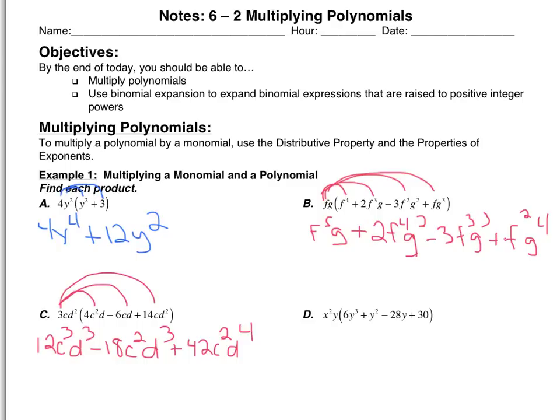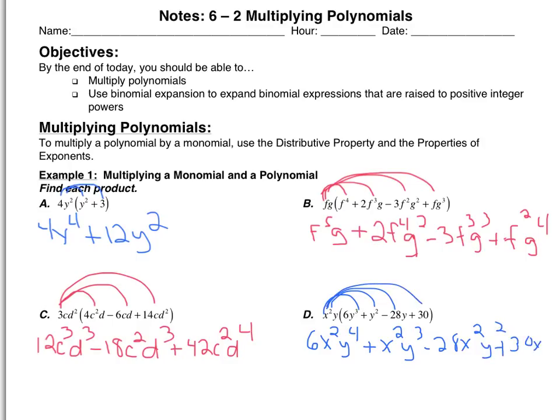And in our last example, we have x squared y times 6y cubed. So that would be 6x squared y times y cubed is y to the 4th. Plus, we have x squared y times y squared is y cubed. Minus 28 x squared y times y is y squared. And then times 30 gives us x squared y.